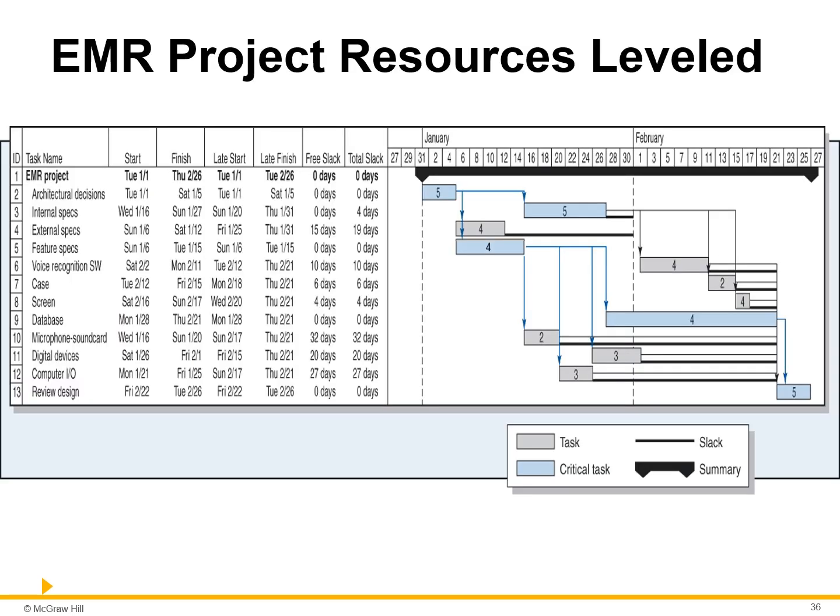This figure presents the project bar chart and the results of leveling the project schedule to reflect the availability of only 8 design engineers. The application of the heuristics can be seen in the scheduling of the internal, external, and feature specification activities. All 3 activities were originally scheduled to start immediately after Activity 1, Architectural decisions. This is impossible since the 3 activities collectively require 14 engineers.